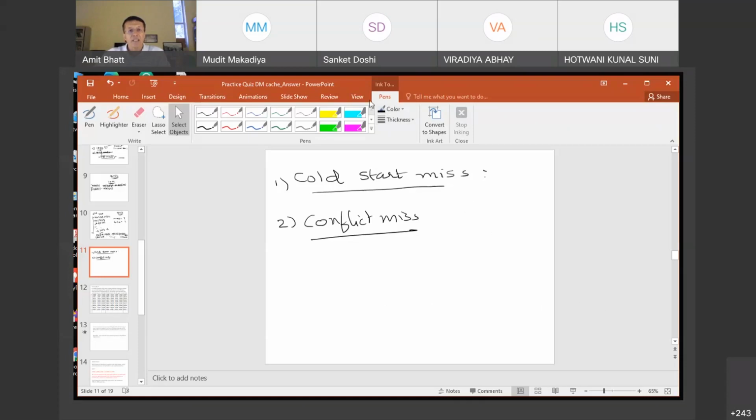So that I would call a conflict miss. And the third type will be a capacity miss. Suppose the thing was there, but I had to throw it out because the capacity of the cache was not that big. So the next element which I wanted to bring in, I could not, because the capacity of the cache was not there. Then it is called a capacity miss. Right now we are concentrating on these two: cold start miss and conflict miss.